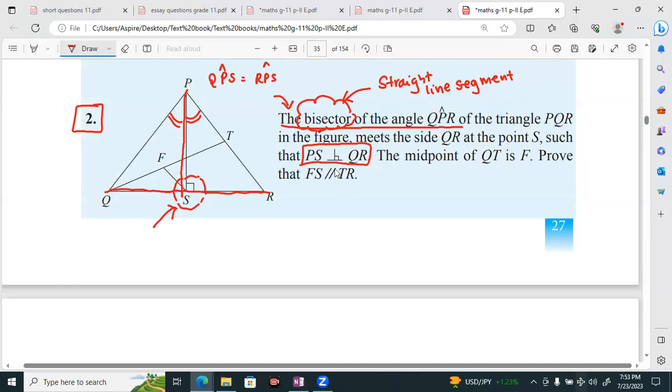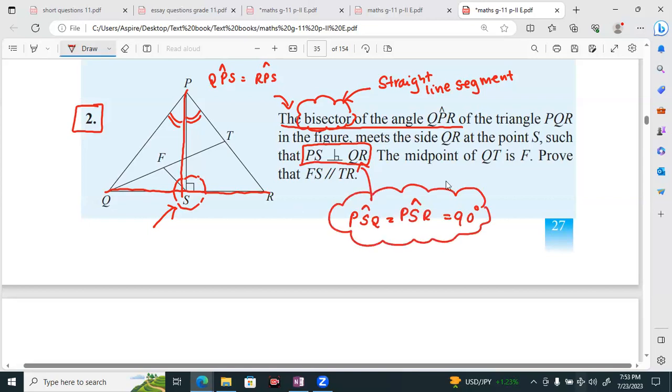Then what data do we get from this? Angle PSQ equals angle PSR equals 90 degrees. Okay? This is another piece of information we get.